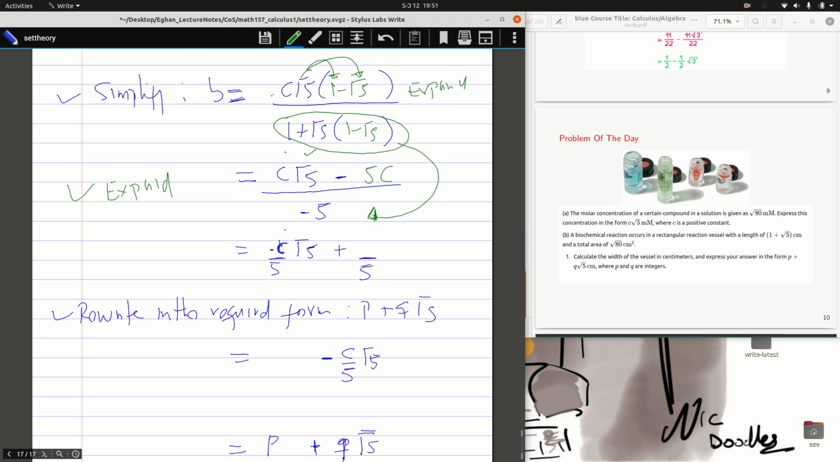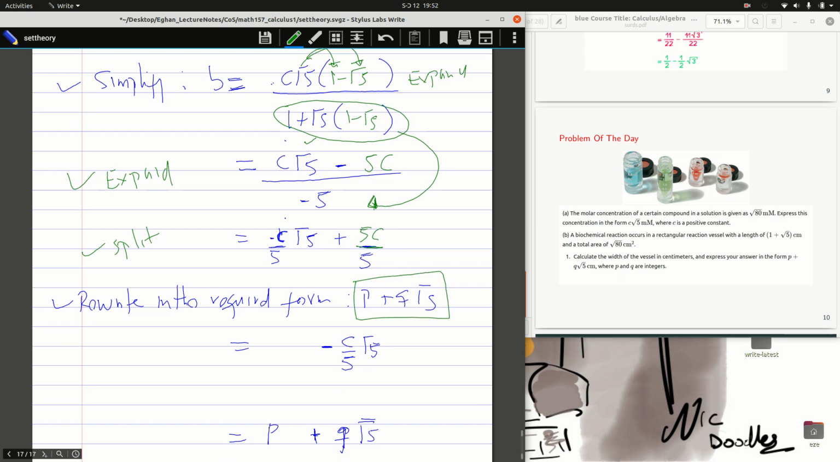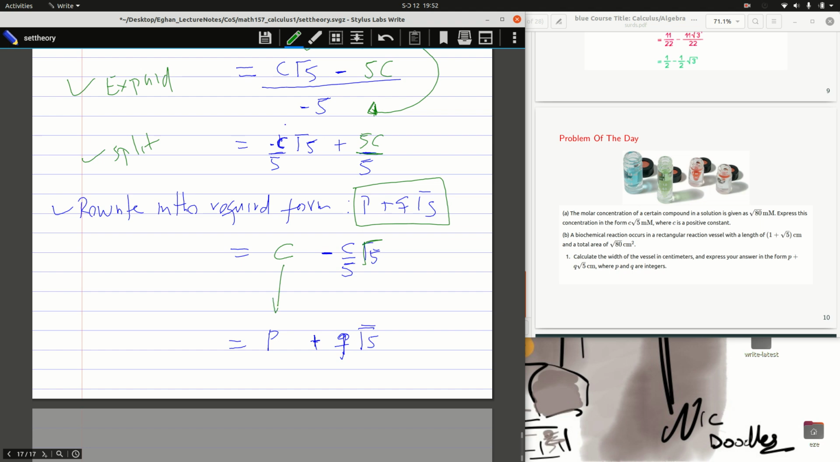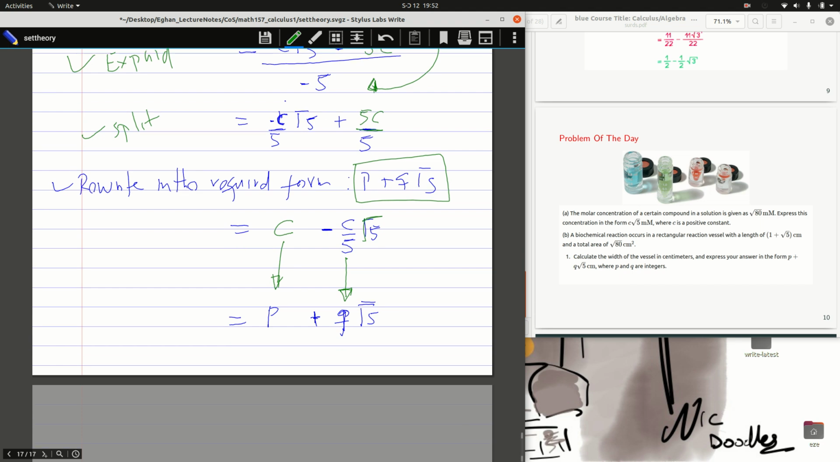Okay, so I can just divide through by -5. What I'm doing here is to split because of the divisor. So there's some 5C over 5 here, and that's it. Are we done? We want a form as this, and so you want to rewrite it out. 5C over 5, I get C because 5 over 5 cancels out, minus this over 5. It means that my P is this, my Q is that, and they must be integers.